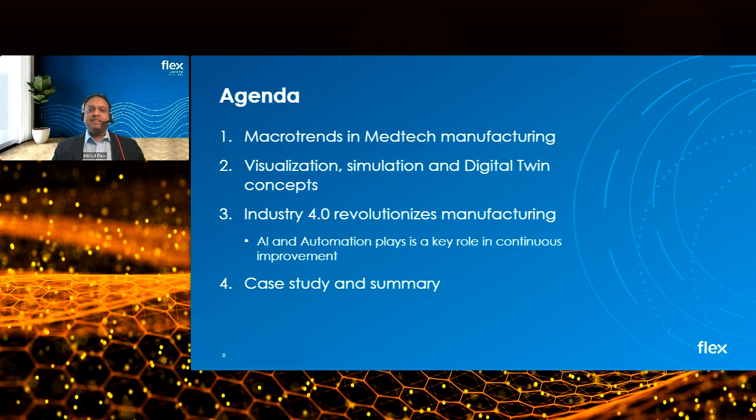So I'm going to come back in. I will double click on AI and automation a little bit and show you the role in continuous improvement. How do companies improve their processes and their structures to get the most out of Industry 4.0? I will wrap this up with a quick case study, and then Craig and I are both going to take Q&As.